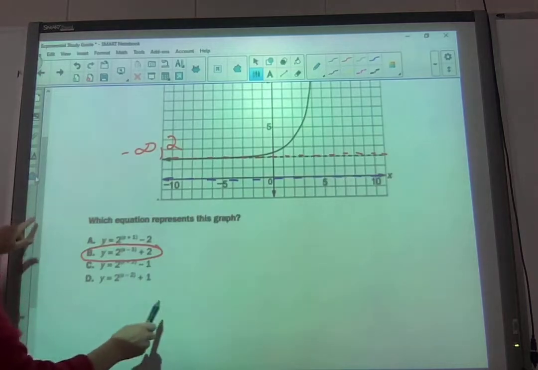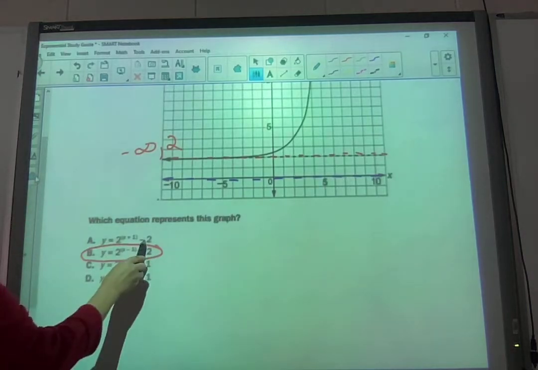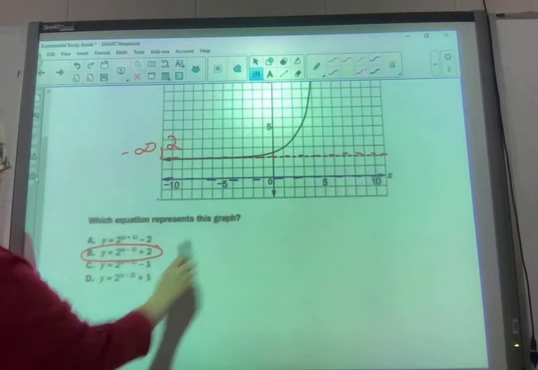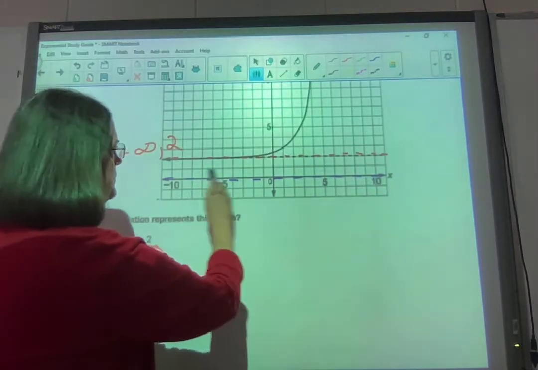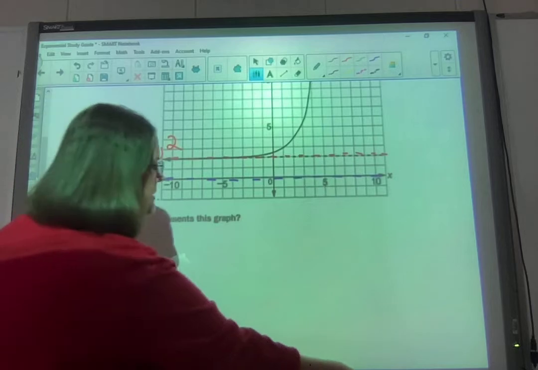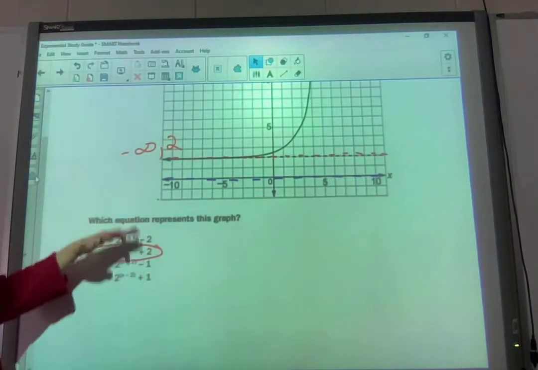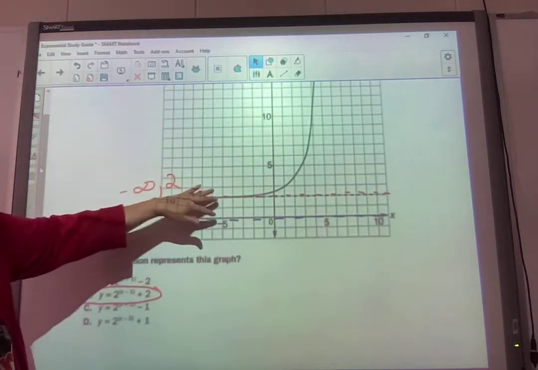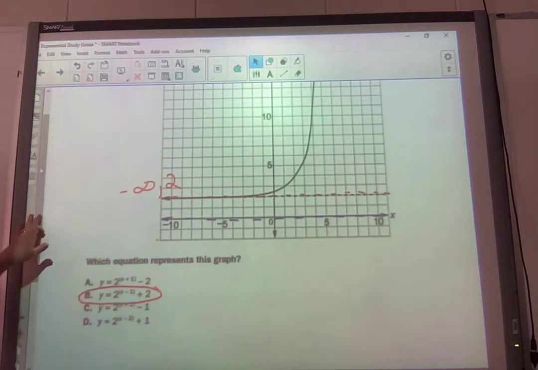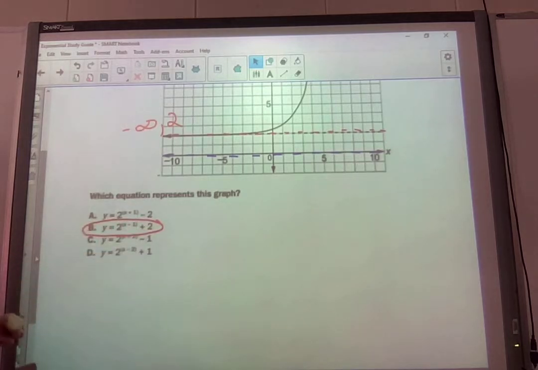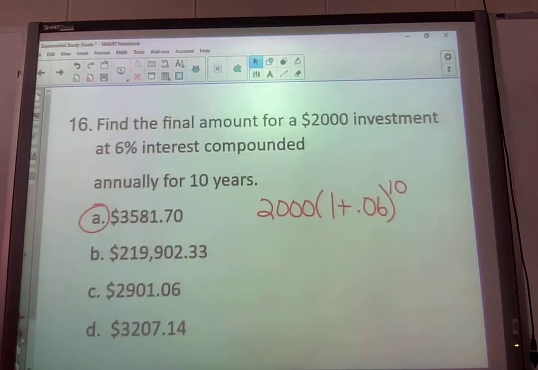I didn't even really need to look at the rest of it. I just looked here. This minus 2 would be down here. And this minus 1 would be here, and plus 1 would have an asymptote right here. So if you don't know, you can always use Desmos and type them in and find out which one of them gives you this graph. That's simple too. You can do that. If you don't understand this part, you can definitely type it into Desmos.